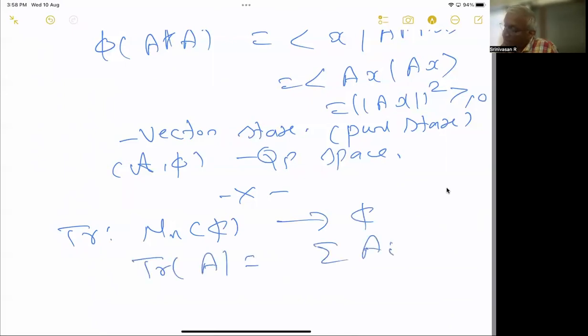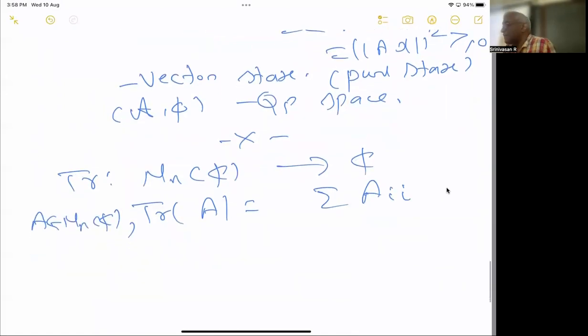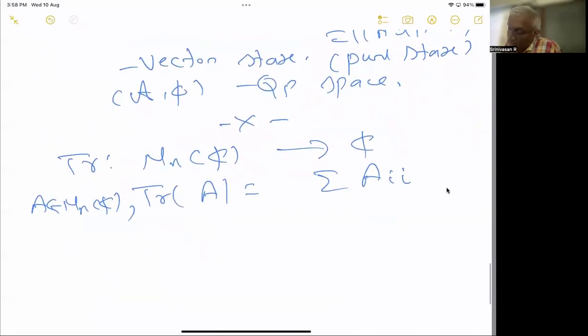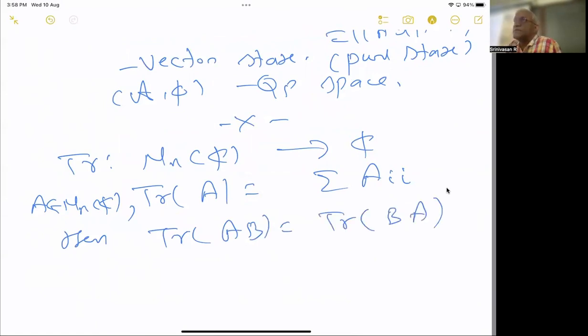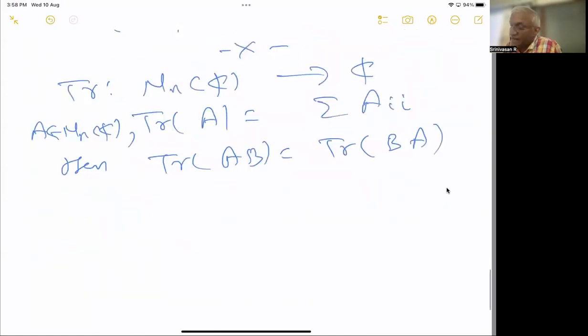Trace of any A is equal to the summation of A_ii, for A in M_n(C). It is just the sum of the diagonal elements. Then you can notice that trace of AB equals trace of BA. It is known, and we can directly verify it.